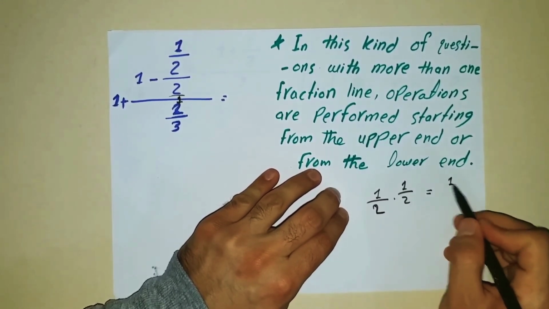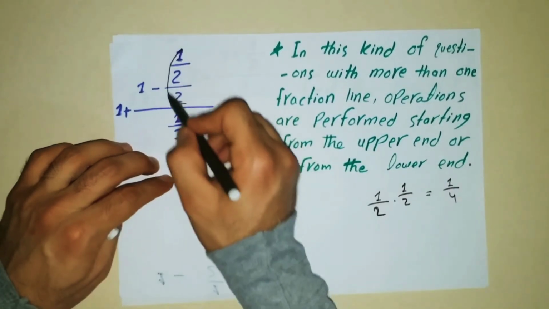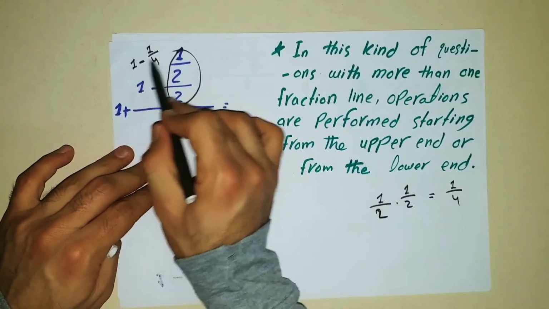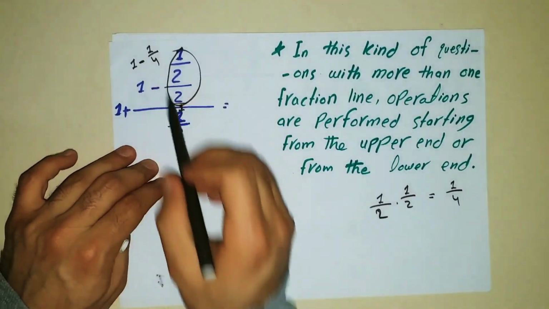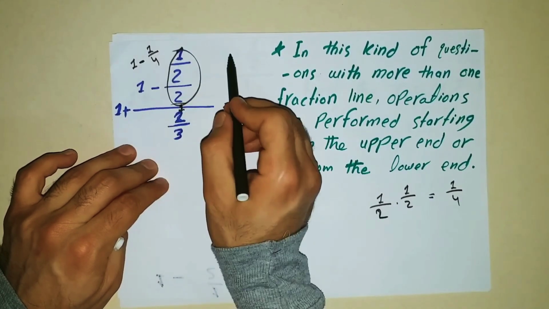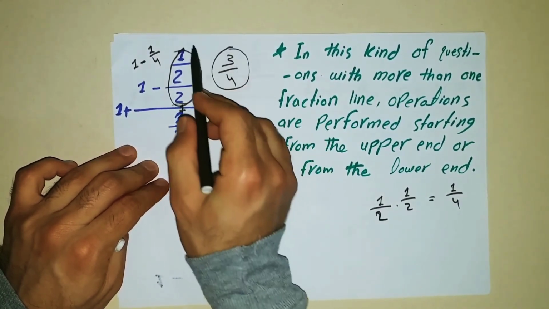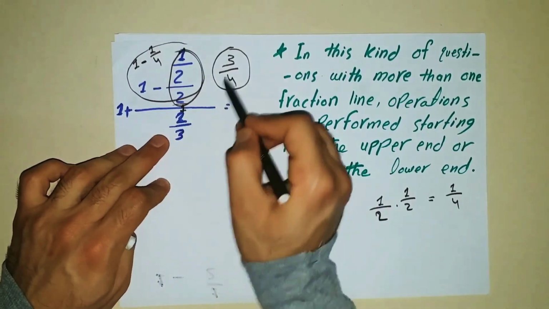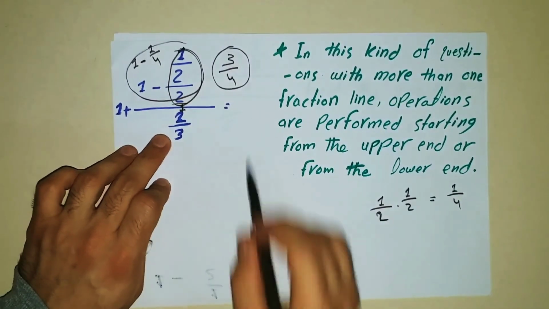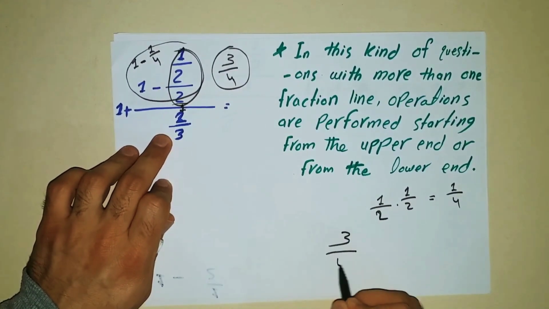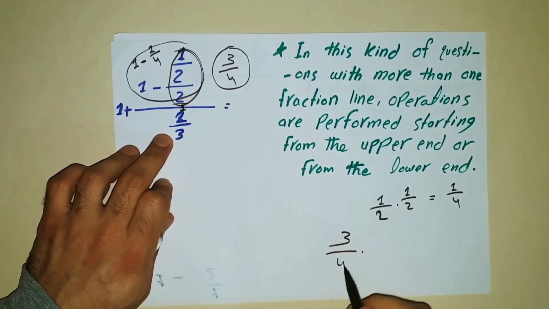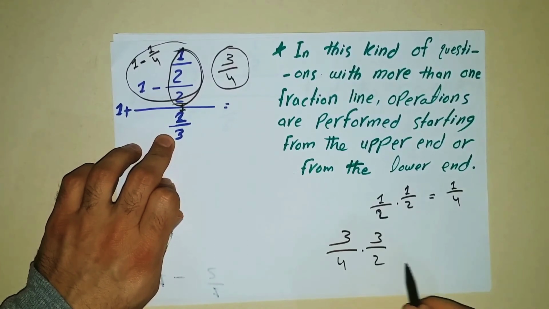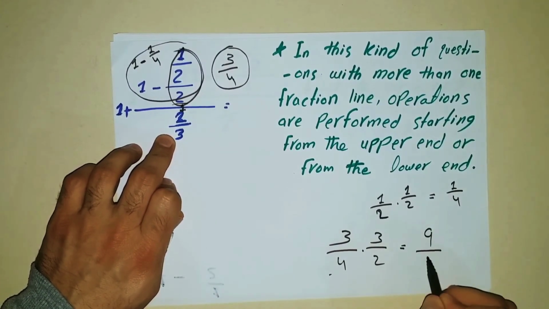1 1s are 1, 2 2s are 4. Now this part has become 1 minus 1 by 4. Now if I multiply this one, 4 1s are 4 minus 1 will give me 3 by 4. So this whole will give me 3 by 4 and there is a 2 by 3. So now I will solve this: 3 by 4 divided by 2 by 3. The first one will remain the same and division will be changed to multiplication. If it is 2 by 3, I will write it 3 by 2. 3 3s are 9, 4 2s are 8.